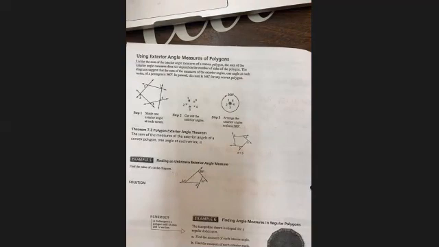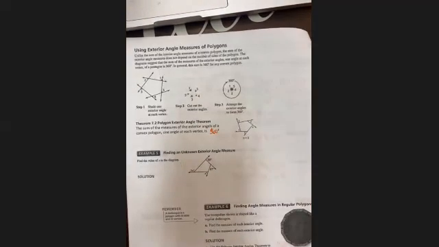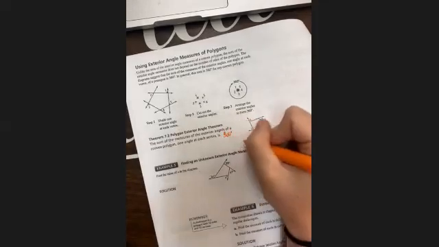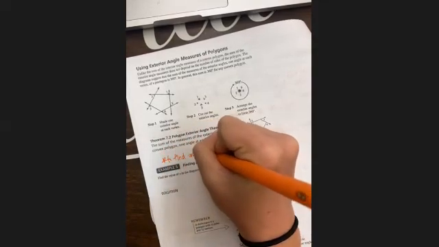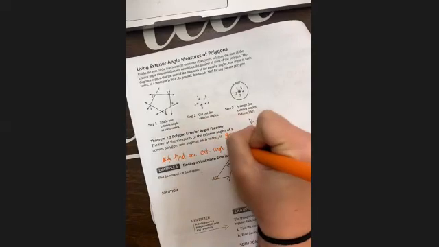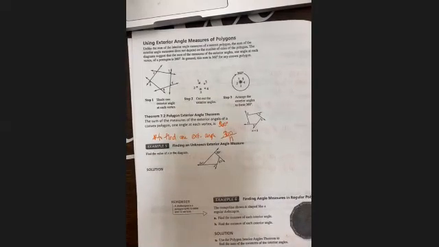If you're looking at Theorem 7.2, the sum of the measures of the exterior angles of a convex polygon, one angle at each vertex, is 360 degrees. So remember, it does not matter how many sides your shape has. It could be a triangle, it could be a dodecagon. The sum of the exterior angles will always add up to 360. It does not matter. So lastly, to find one exterior angle, we would take the sum, which is always 360, and divide it by the number of sides, which is also the number of angles.